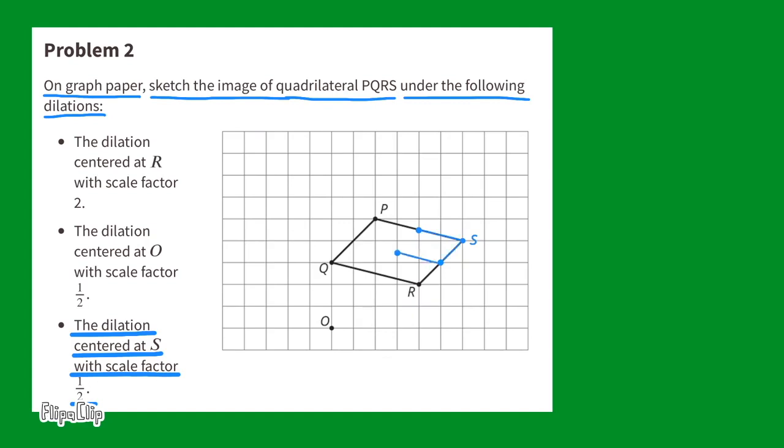Now I can connect the points so that we can have a look at the new dilation with a scale factor of 1/2.